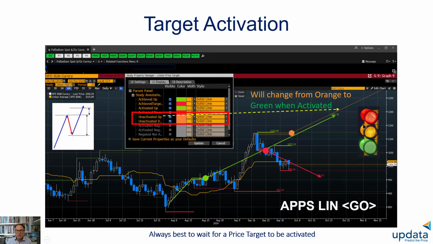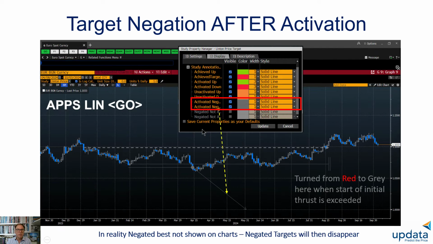Here we use this traffic light system, remembering this is the pattern. So when this activation occurs, this target will turn from orange to green. So it's not yet activated, and that's quite a key aspect. But all of this is configurable in the display settings on the Bloomberg, but again, they're all preset for you.